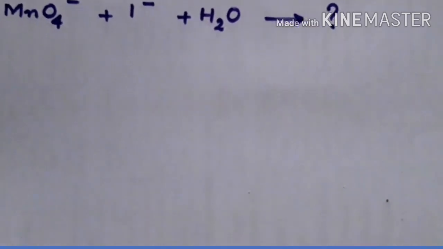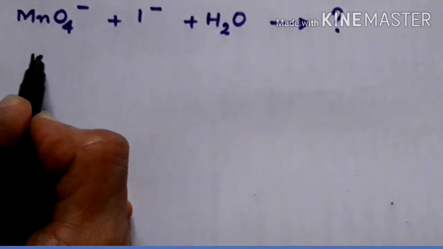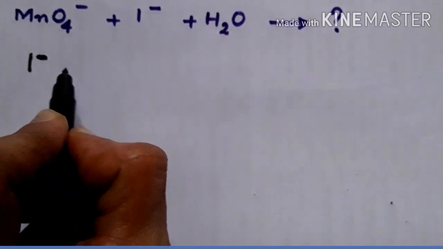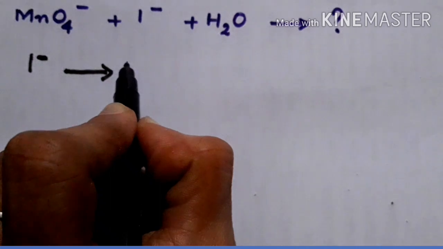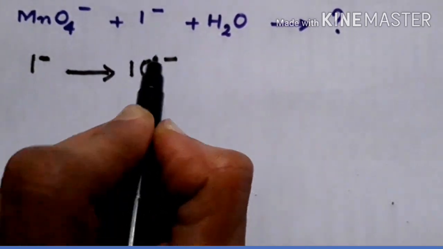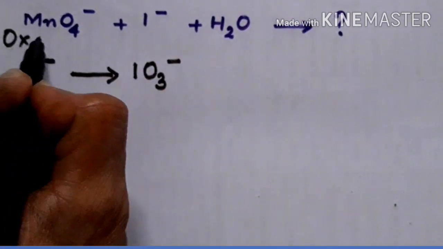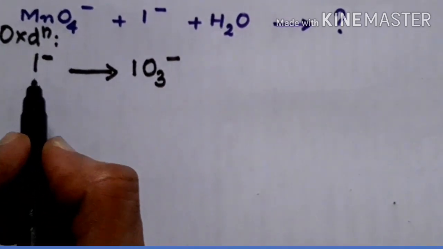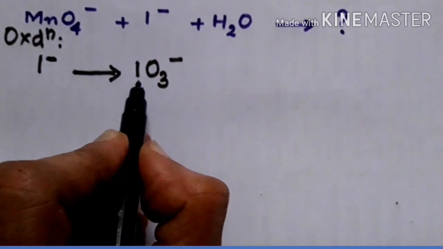Now we have learned that I minus acts as a reducing agent, so it gets oxidized in basic and neutral medium. It will be converted to IO3 minus. So this becomes the oxidation half. So how will you balance this? One I on this side and one I on this side.